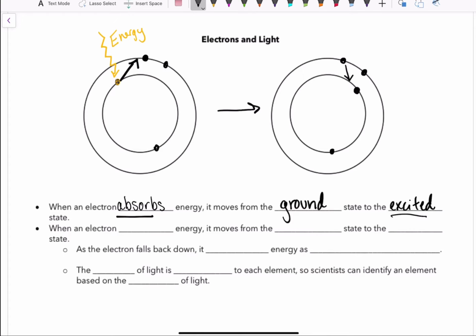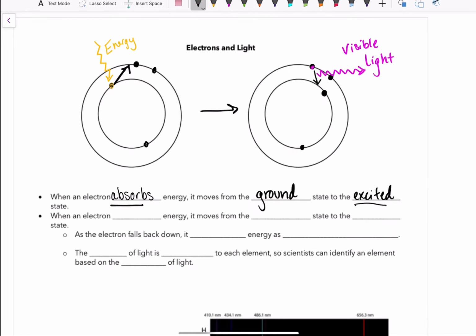However, something special happens when it falls back down. When an electron goes from this excited state to the ground state, it is going to emit energy as visible light. So when an electron then releases energy, when it falls back down, it goes from this excited state back down to the ground state. So it's back where it wants to be at the ground state.